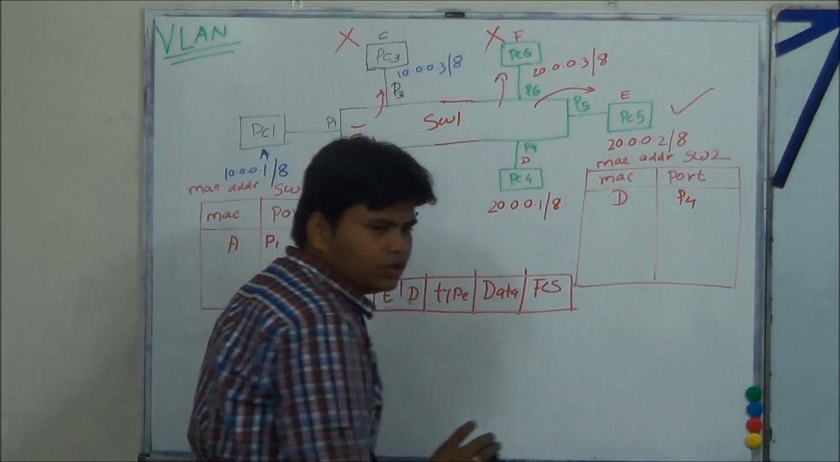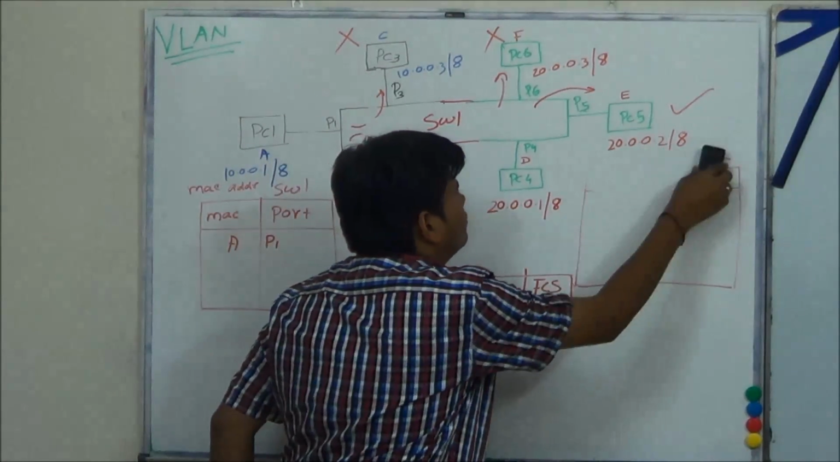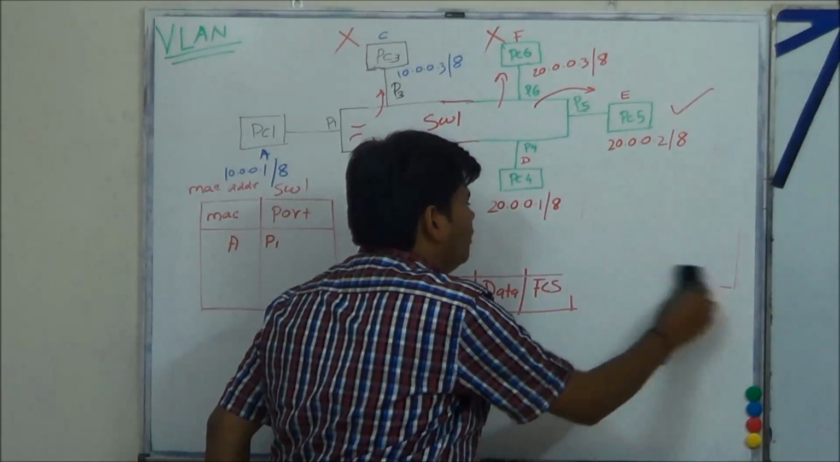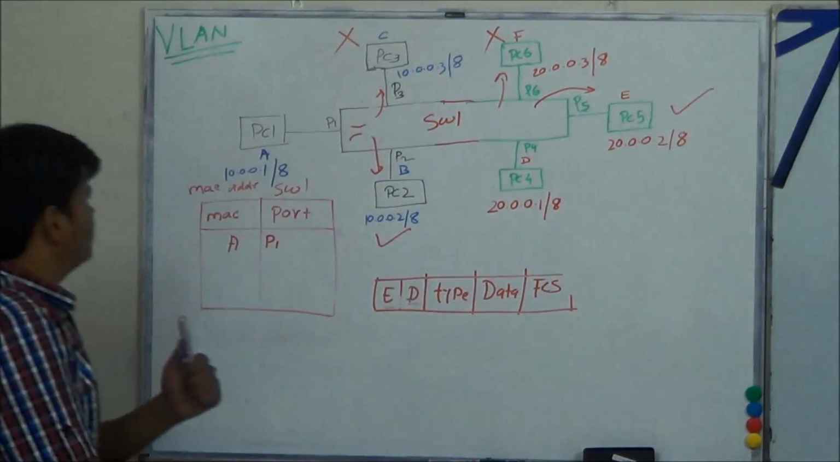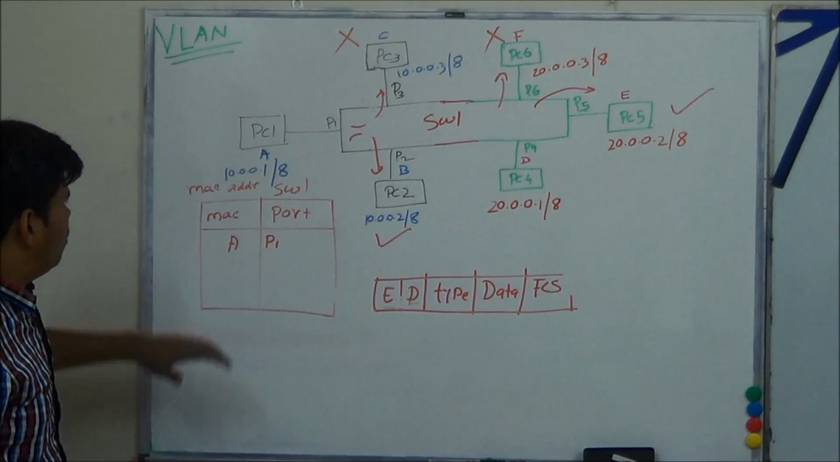MAC address from the switch 2 is not present, so we'll remove that frame. Now here consider the same example.